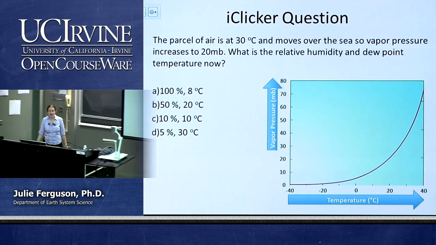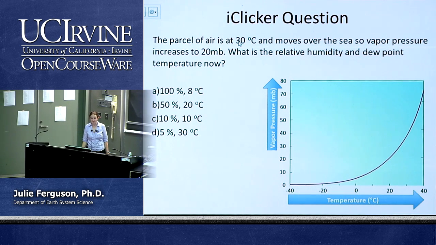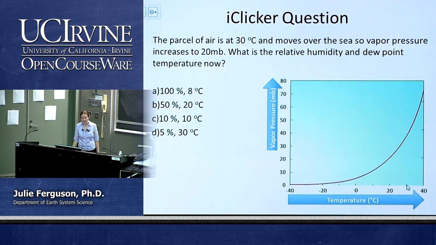So let's have a quick think through this example for those that might still be a bit lost. The temperature of my air is 30 degrees Celsius. So here's 30 degrees Celsius, and I have 20 millibars of vapor pressure. So my little parcel of air is going to plot about here. First of all, let's do dew point temperature. If I just follow along, we can see that my dew point temperature is about 20 degrees. We looked at that example before, okay? So that's already narrowed it down to B. But anyway, let's continue and do the full thing.